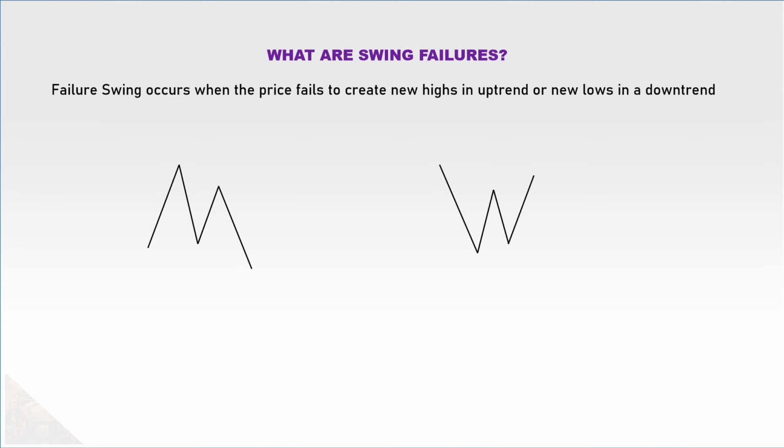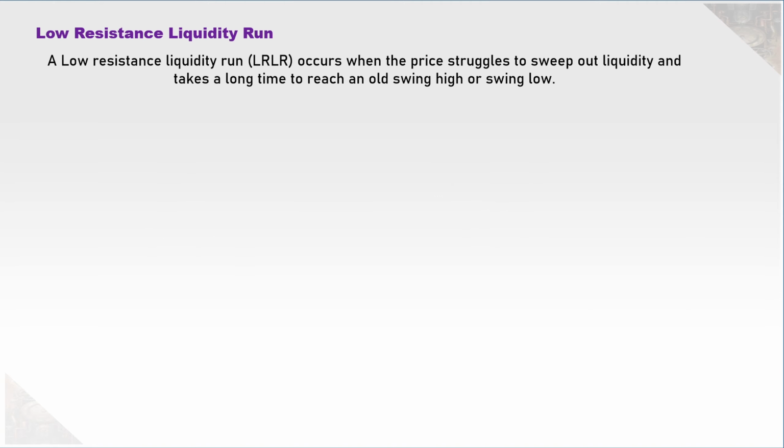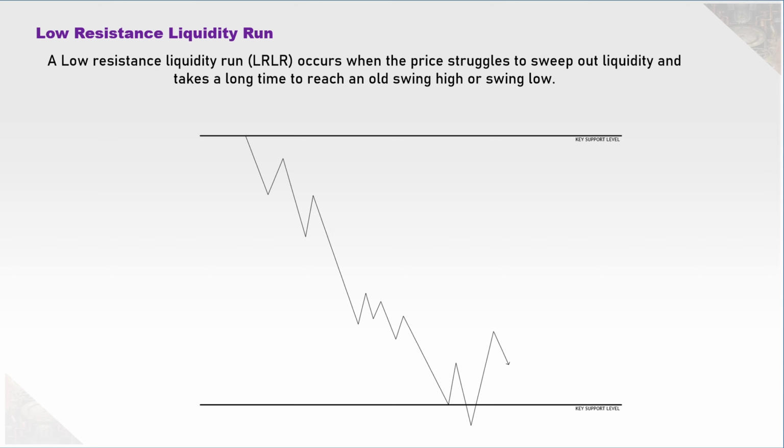So now let's understand what low resistance liquidity actually is and how to amplify the swing failures. The low resistance liquidity run, LRLR, occurs when the price struggles to sweep out the liquidity and takes a long time to reach an old swing high or low, right? Let me show you an example to understand it better.